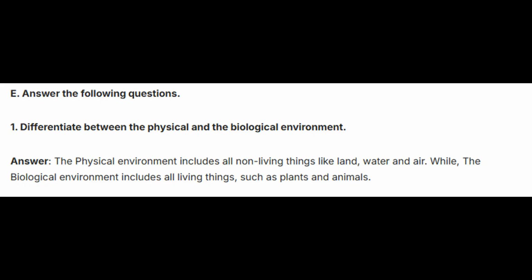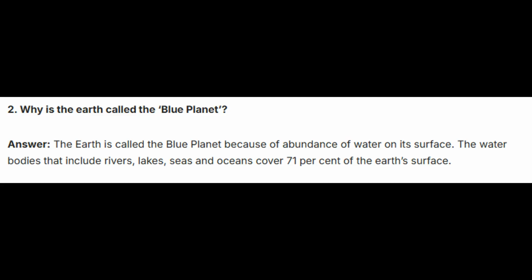E. Answer the following questions. First, differentiate between the physical and biological environment. Answer: the physical environment includes all non-living things like land, water, and air, while the biological environment includes all living things such as plants and animals. Second, why is the Earth called the blue planet? Answer: the Earth is called the blue planet because of the abundance of water on its surface. The water bodies that include rivers, lakes, seas and oceans cover 71% of the Earth's surface.